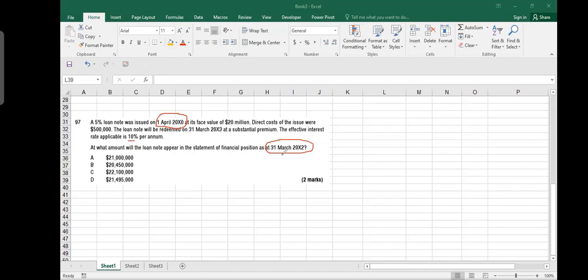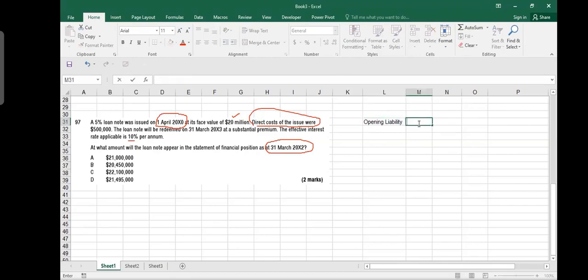What you need to understand in this question, the trick is here, that it says direct costs of the issue. So what you are considering now is not 20 million, because 20 million you never received; you received only 19.5 million. So you should start with 19.5 million. A 5% loan note was issued at its face value of 20 million, and then you got some direct costs. So what you received in cash should be your opening liability, 19.5 million.